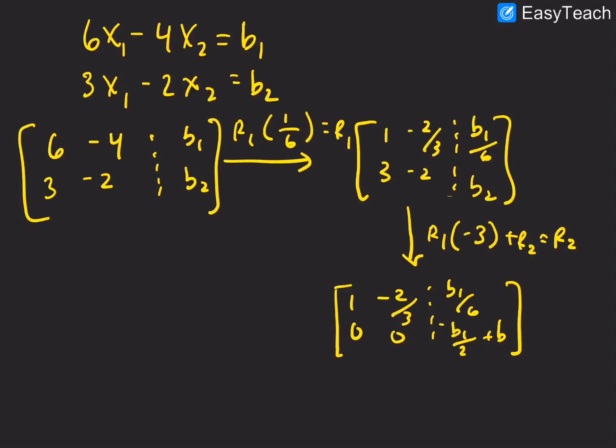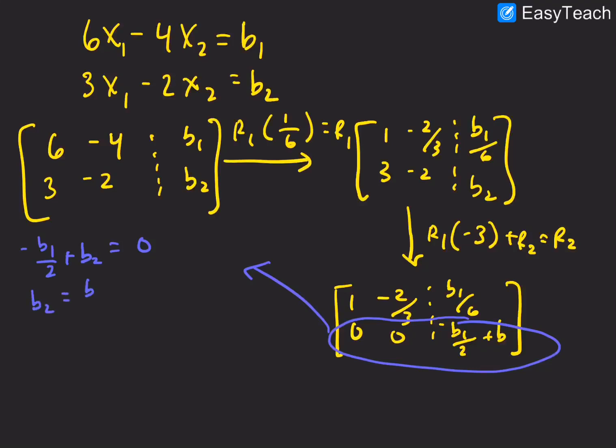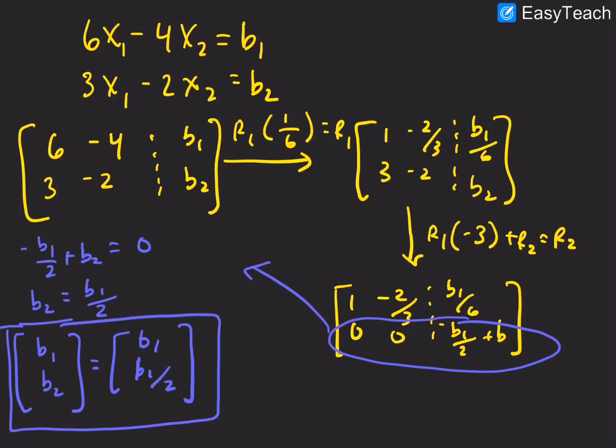Okay, so what we're going to do is we're going to use this one and pull it over here, and we're going to say negative b1 over 2 plus b2 is equal to 0. And we're going to solve for b2. That's going to be b1 over 2. And our b1, b2 conditions are: b1 is free, and b2 is equal to b1 over 2. So that is the condition that they wanted.